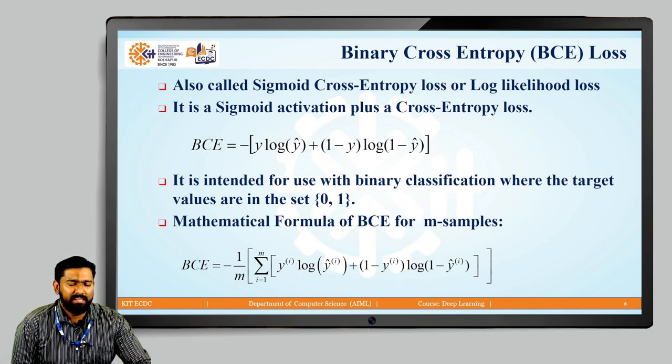If you want to say whether the given example is a dog or not, that kind of binary classification, this kind of entropy loss is used. So, the output value can be either 0 or 1. If instead of one single example you have m samples, then this formula is the average of all these losses. BCE equals minus 1 by m, summation i equal to 1 to m, y superscript i log y cap i plus 1 minus y i log 1 minus y cap i. So, we add all the losses, then divide by m for the m samples.